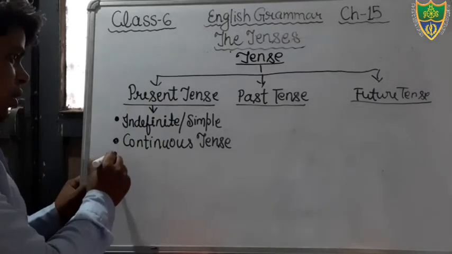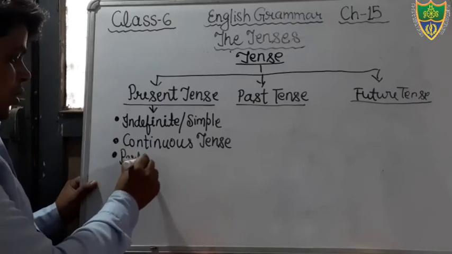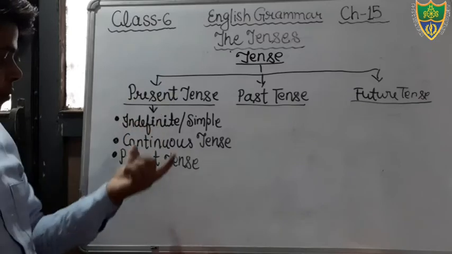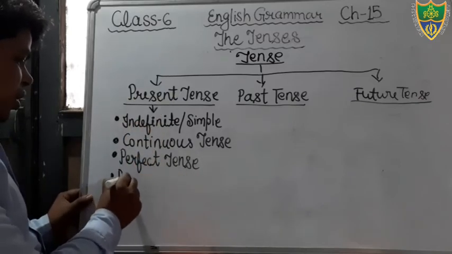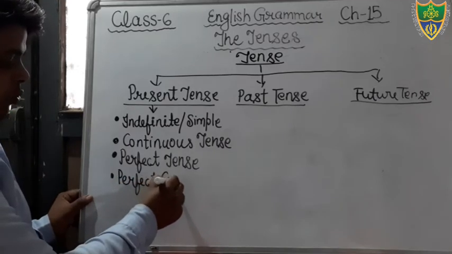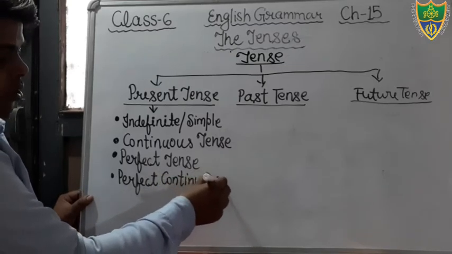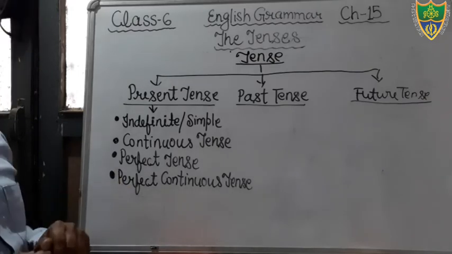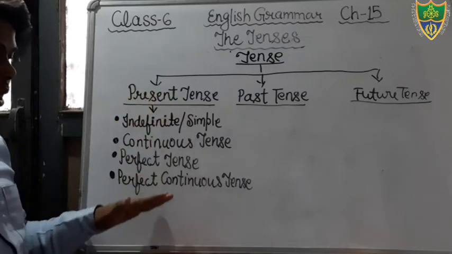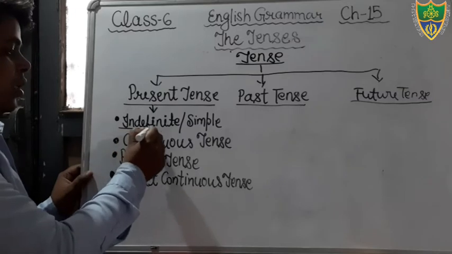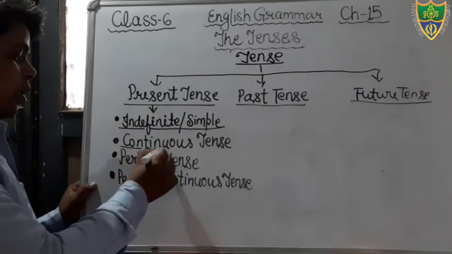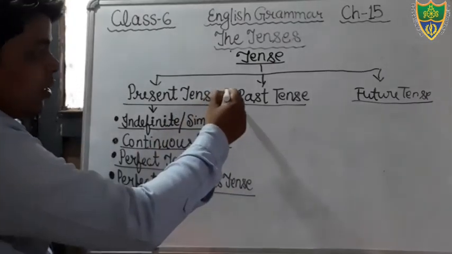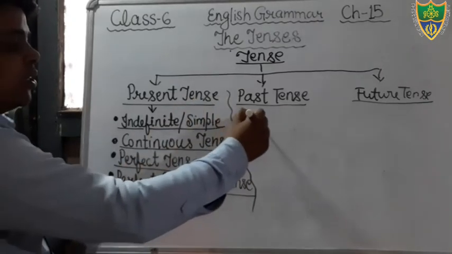In the same way, you see, perfect tense, present perfect tense. Come to the next, perfect continuous tense. You see, there are four parts of a tense, that is present tense, and it has been divided into four sub kinds. You can see, that is present indefinite tense, or you can say simple present tense, present continuous tense, present perfect tense, present perfect continuous tense.